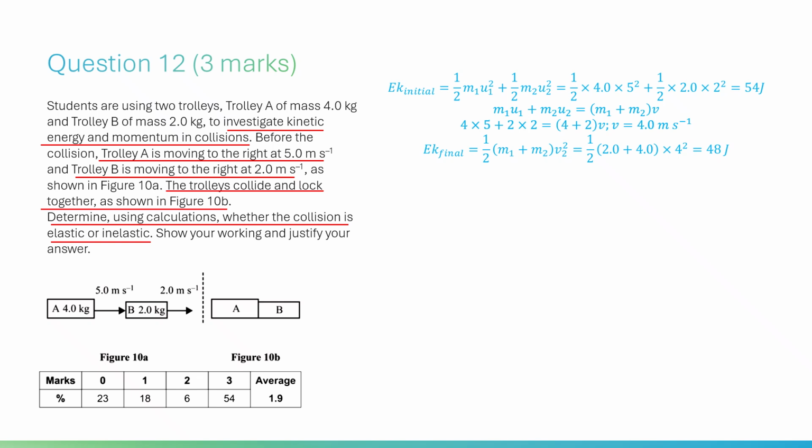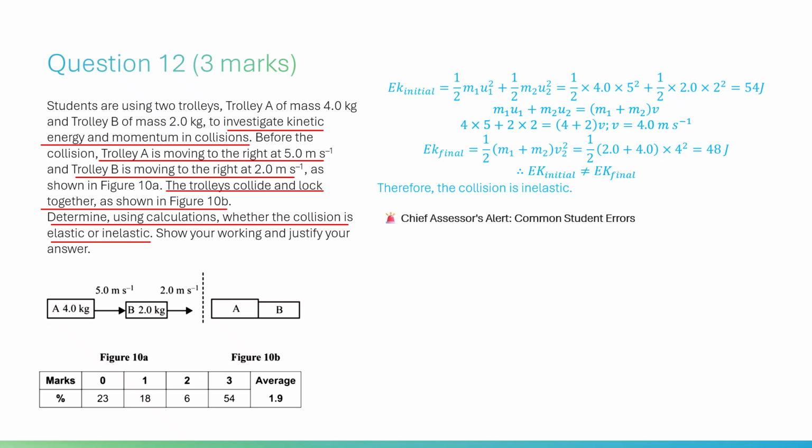Step 4. Justify and conclude. Compare the total energy before and after the event. Since the total initial kinetic energy is not equal to the total final kinetic energy, kinetic energy is not conserved. 6.0 J is lost, therefore, the collision is inelastic.